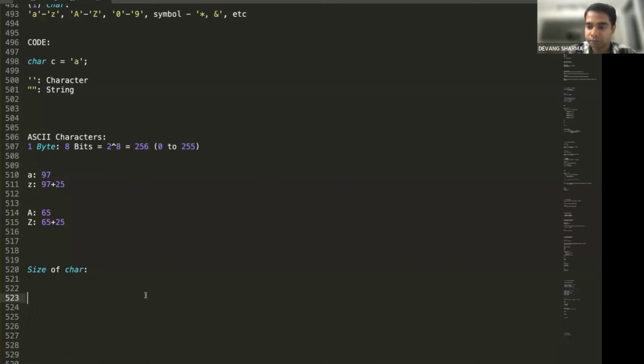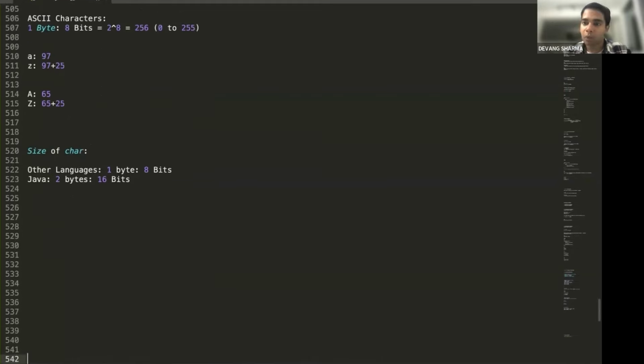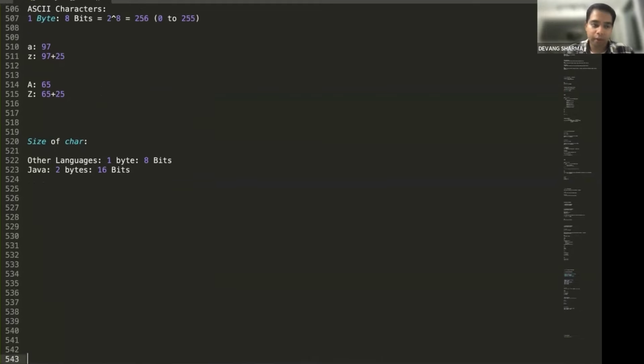Okay. Interesting part is all of you are correct. In other languages, it takes 1 byte. In Java, it takes 2 bytes. 1 byte means 8 bits. In Java, it is 16 bits. My question is, why does Java have a partiality? Why does a character take 2 bytes in Java, but in all other languages it takes 1 byte?